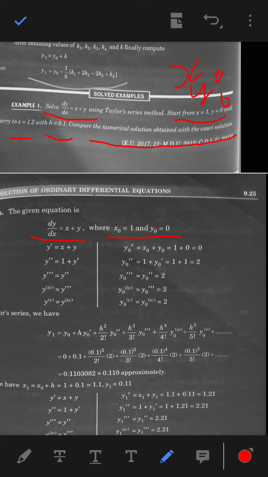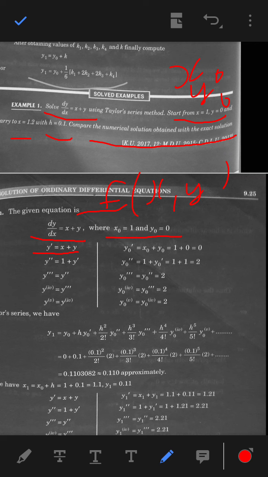So our function is f(x, y) = x + y, and it is very simple to find the derivatives of this function. So we can apply the Taylor series method here. First, f(x, y) means dy/dx, and we are given the first order derivative as x + y, so y' = x + y, we can write this.